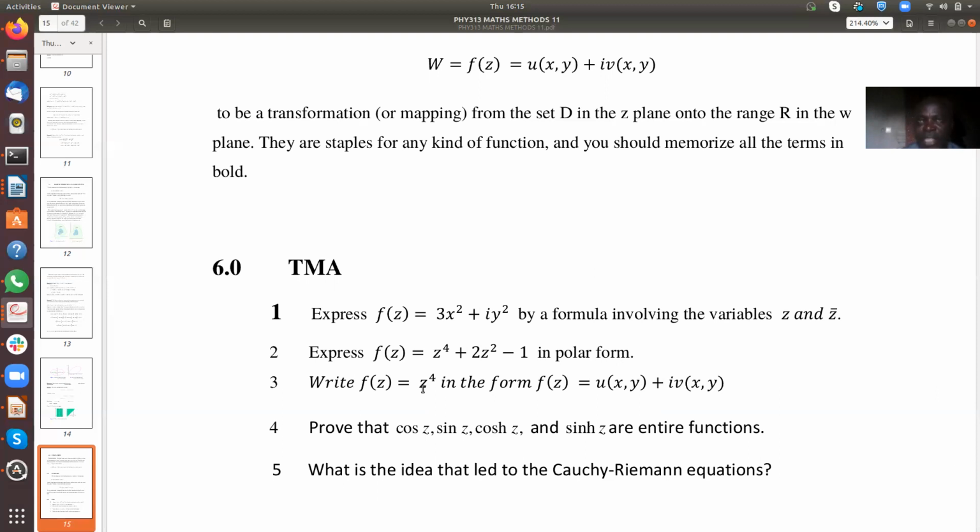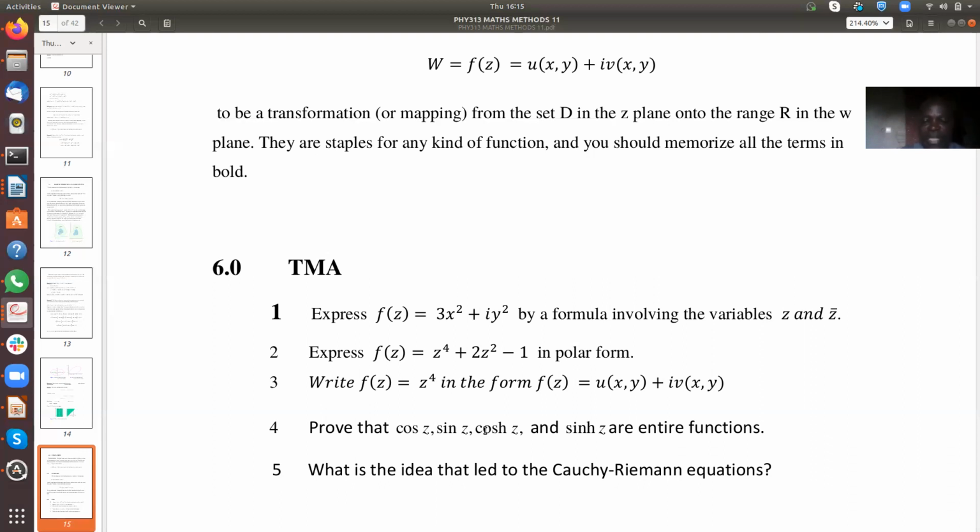Z is equal to x plus iy, so to the power of 4, expand it and collect the terms with i and those without i, then you can write it in this form. We also have to prove that cos z and sin z are entire functions. All this you can find the proof on the internet. Just go to Google and type cos z or sin z. You see the proof. So just look at all this and try to solve some of the problems so that you can master the techniques.